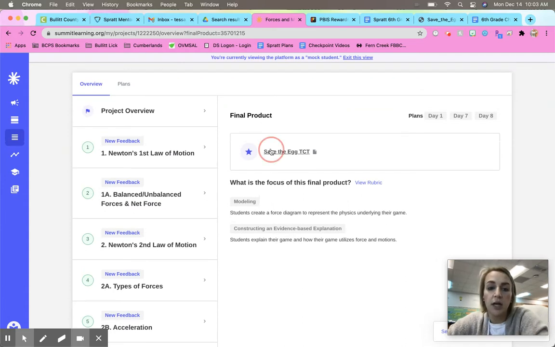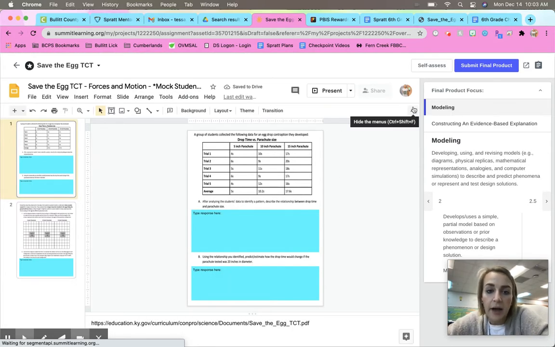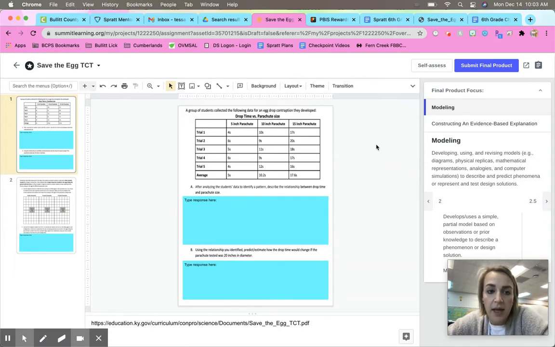This is our final product. We'll be chunking it and breaking it down piece by piece this week. So we're just going to do A and B today. So I want to set up the scenario first. This is a Save the Egg TCT. So it says a group of students collected the following data for an egg drop contraption they developed.